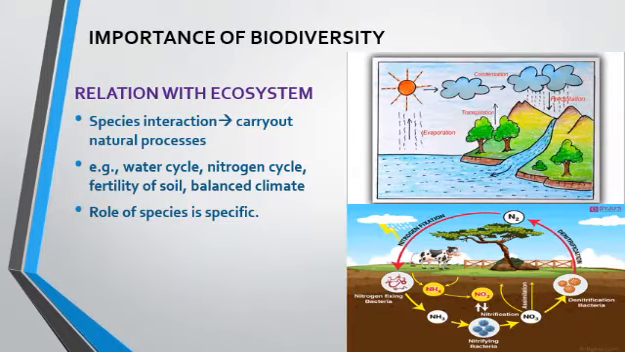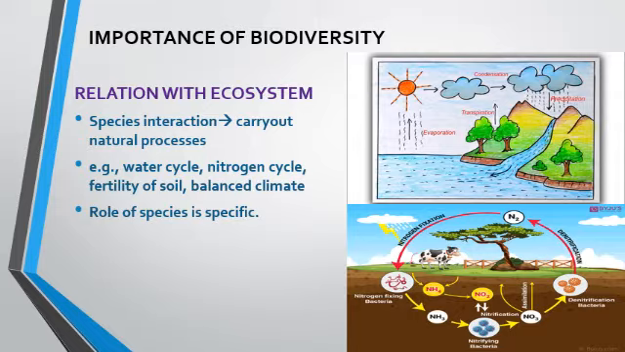Next is relation with ecosystem. Ecosystem is the interaction of living organisms with their non-living environment. Each species has a specific role to play in an ecosystem. When different species or different types of organisms interact with each other, they carry out natural processes like water cycle, nitrogen cycle, fertility of soil, and balancing climate.